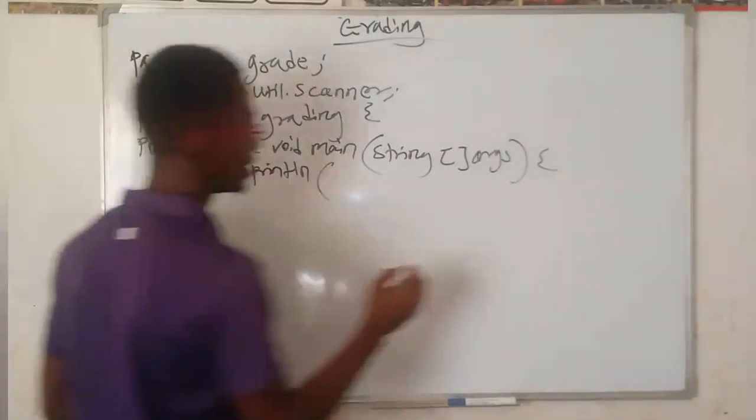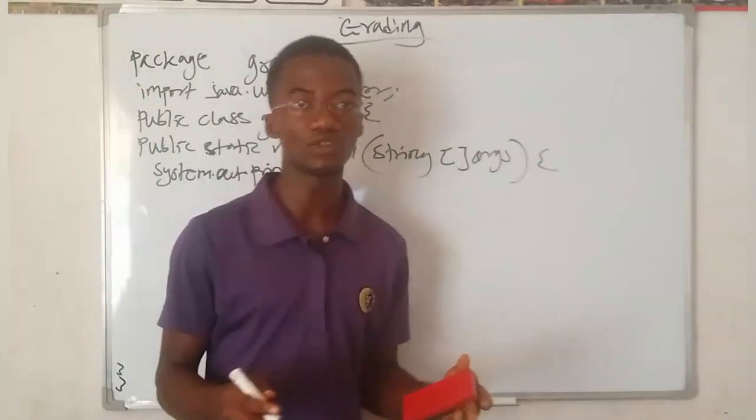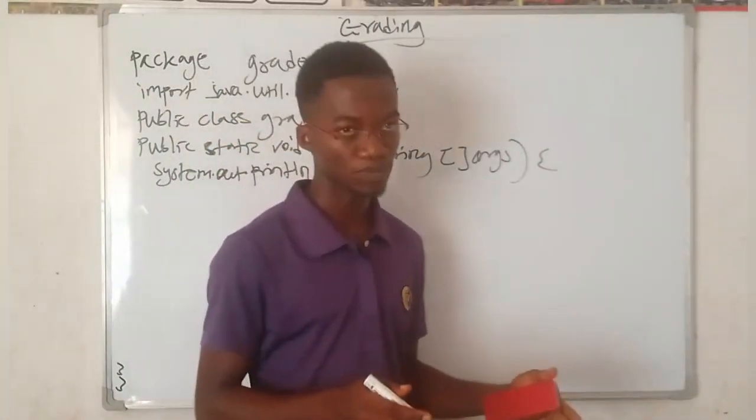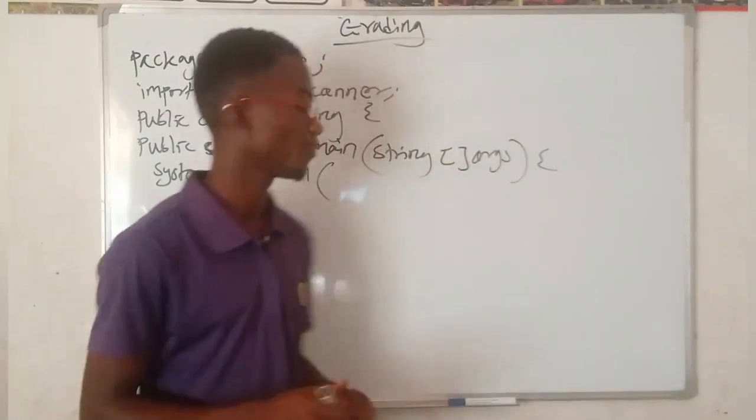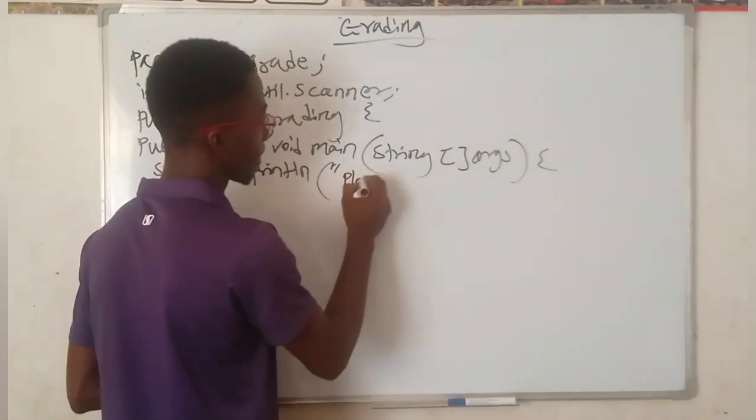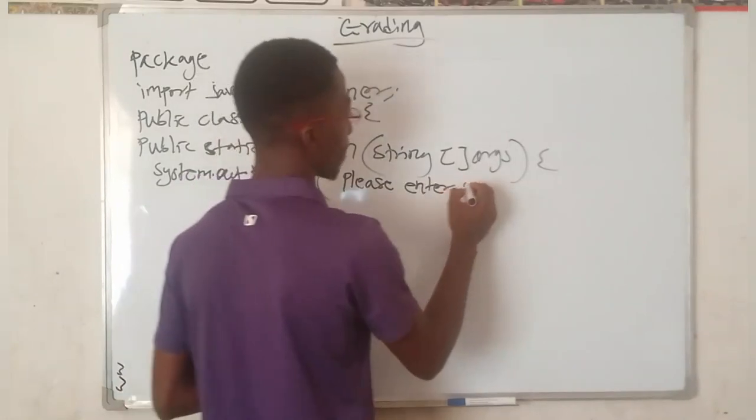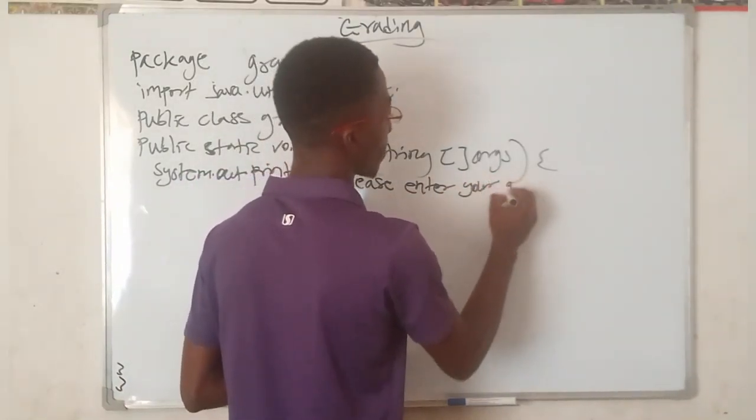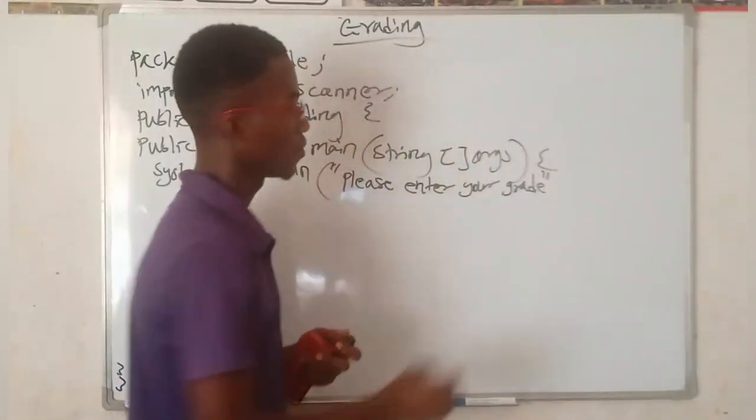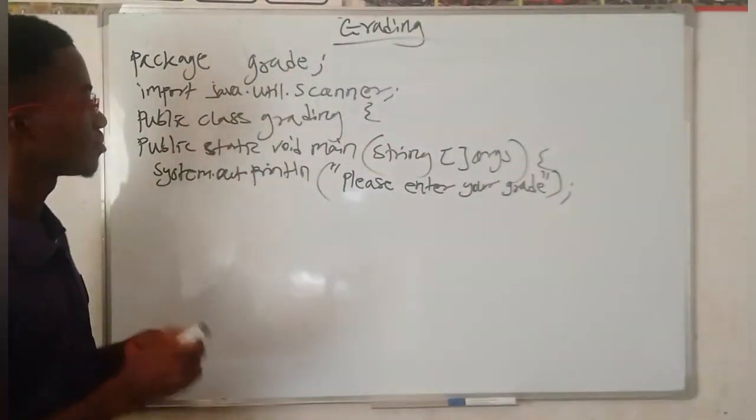So I'm going to write System.out.println, and in the parentheses that you open to start your statement, you have to open a quotation and end it with a double quote, like this: please enter your grade. Then you end it with double quotes. Then you terminate this statement with a semicolon.